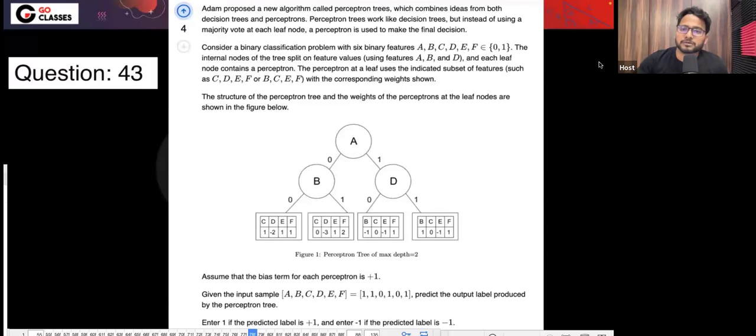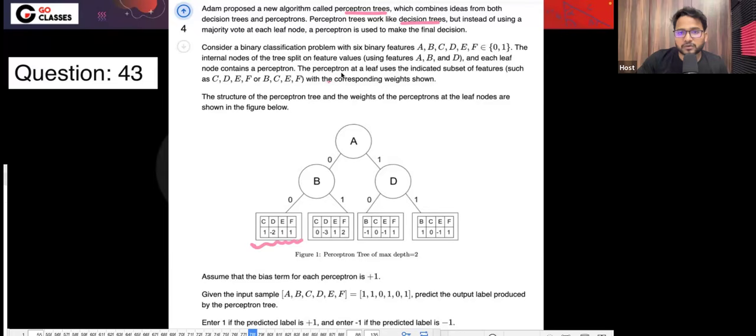Now let's see this question. What this question is saying is that Adam has proposed a new algorithm called perceptron trees, which combines the ideas from decision tree and perceptron. Perceptron trees work like decision trees, but instead of using majority vote at each leaf, they are using the perceptron. So basically, this is just like a decision tree, but at the end you are using the perceptron. Now suppose you have trained the perceptron, and the weights of the features are given here, which is obviously given in the question.